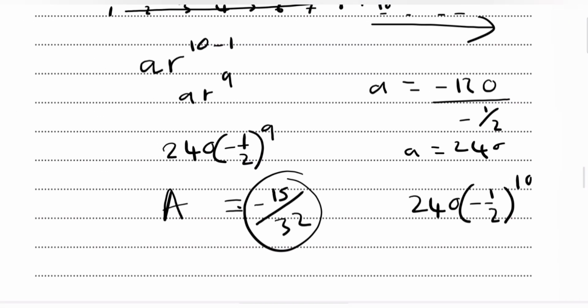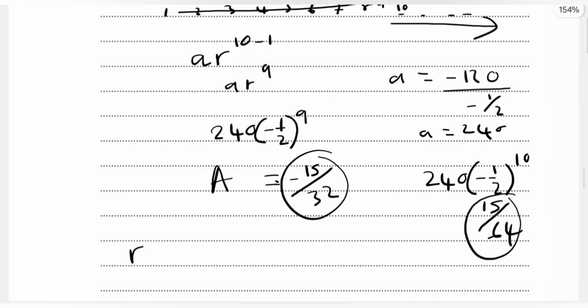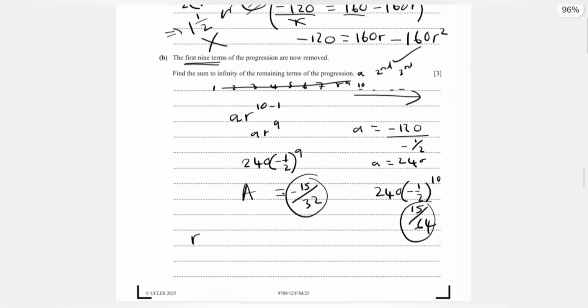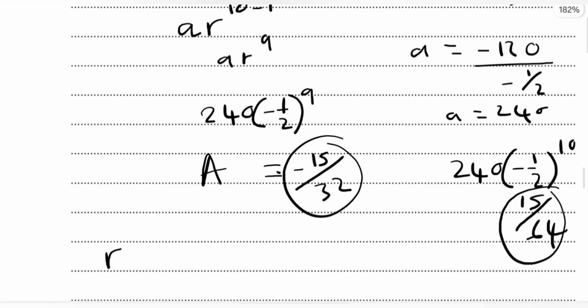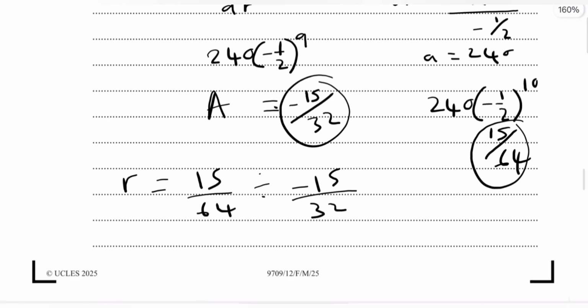And that will be 240 minus half to the power 10, and that is giving us 15 over 64, right? And to get the common ratio of the new progression after removing the 9 terms, we're going to say the second over a. So that's our 15 over 64 being divided by minus 15 over 32, right? And this is going to give us minus a half, which is still the same. Oops, my bad. It's still the same.